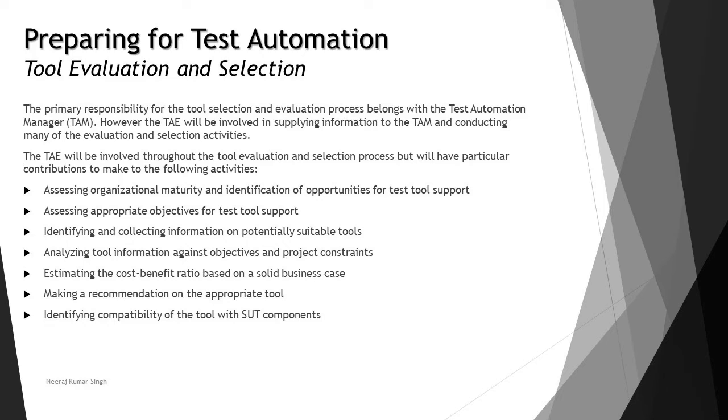So of course there are a lot of activities, right from the foundation we know, which you can look at on the screen as well: assessing organizational maturity and identification of the opportunities for the tool to support, assessing appropriate objectives for the test tool support, identifying and collecting information on potentially suitable tools, analyzing tool information against objectives and project constraints, making sure that this tool will be able to meet the objectives, estimating the cost benefit ratio, making a recommendation on the appropriate tool, and identifying the compatibility of the tool with the SUT components, which is critically important for the project.